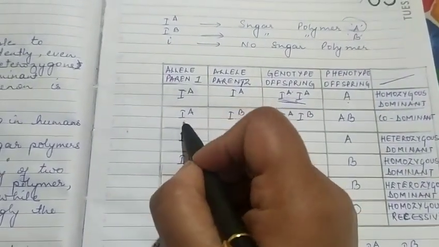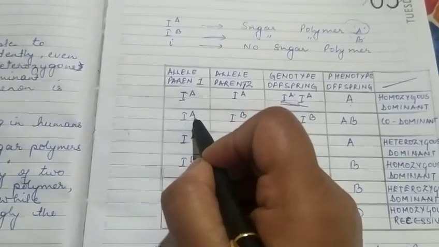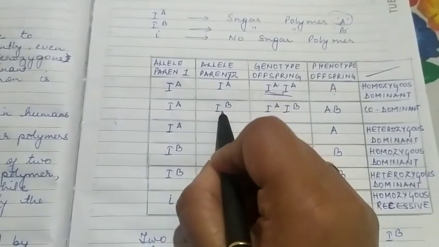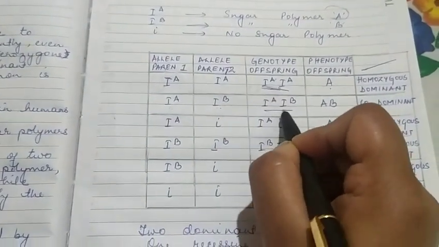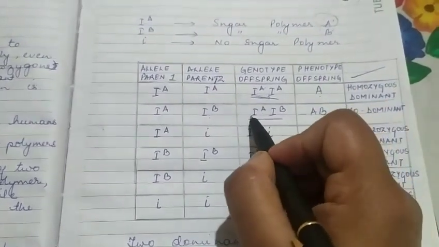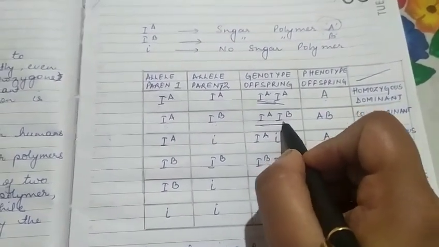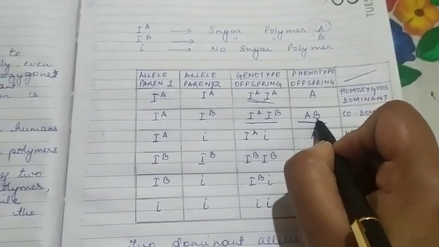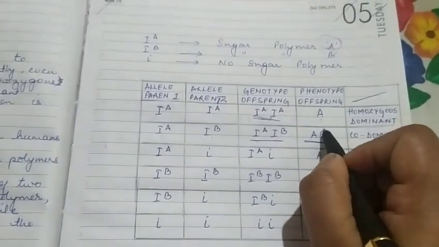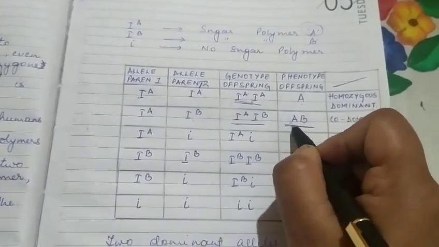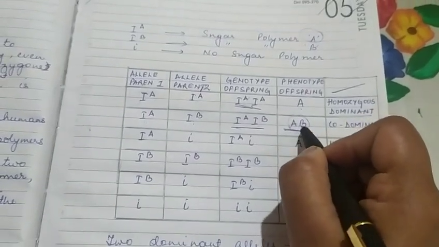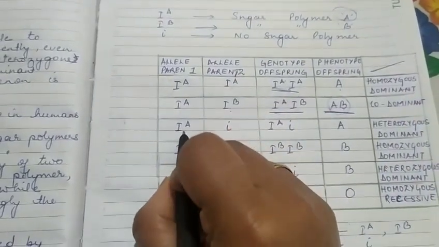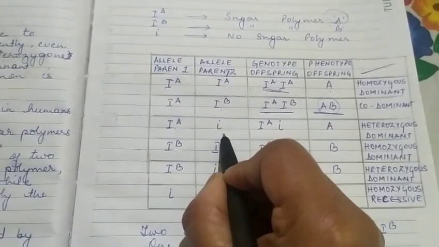Then let us say, in another instance, from parent 1 the IA allele comes and from parent 2 the allele IB comes. When these two unite, we get a combination IA-IB. Whenever IA-IB is present together, it has been seen that both A polymer and B polymer are formed on the plasma membrane. Consequently, the plasma membrane shows both types of polymers or antigens, and we name the blood group AB.